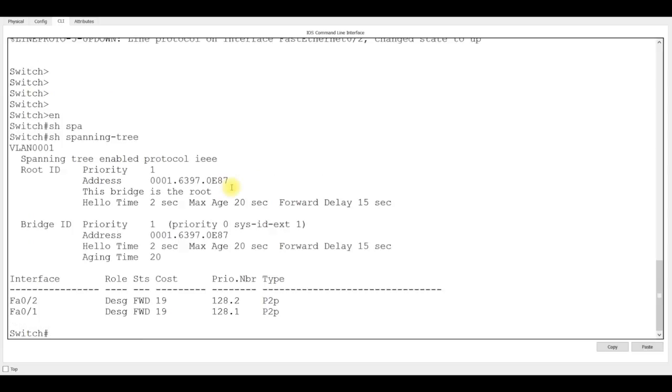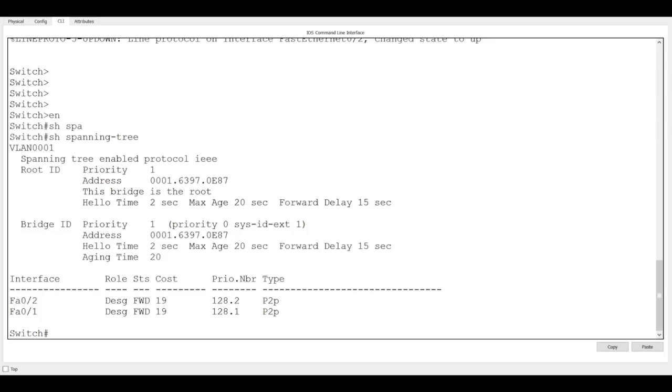So spanning tree, and you can see it says, hey, I'm the root bridge. And my MAC address is 0001 and then the other numbers. Okay? And you can see they're designated forwarding because we're all using Fast Ethernet interfaces. That's why the cost is 19. Because really Cisco calculates the cost to the root bridge, and you become the root bridge if you have the lowest cost, okay, to get to you.